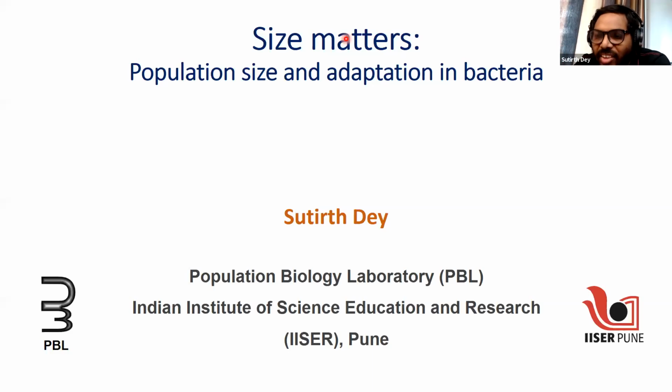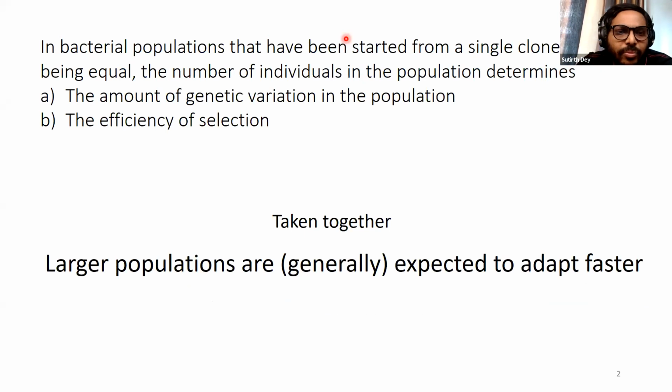that ends up affecting the evolutionary trajectory. So if you think about a bacterial population, and by the way, from this point onwards, whenever I say population size, by and large, I'll be referring to bacterial populations. So in such populations, when you start them from a single clone, then all else being equal, the size of the population determines two things.